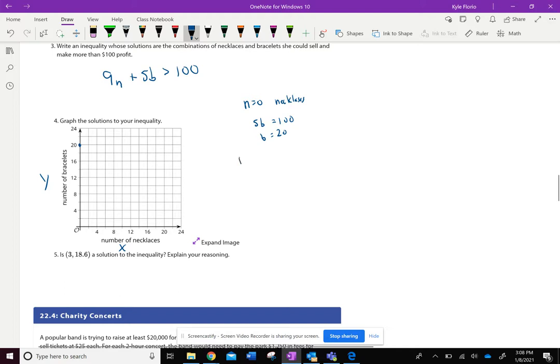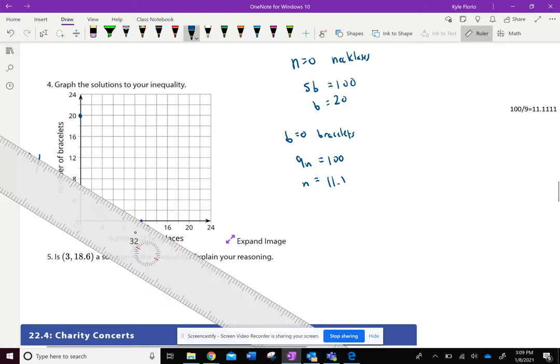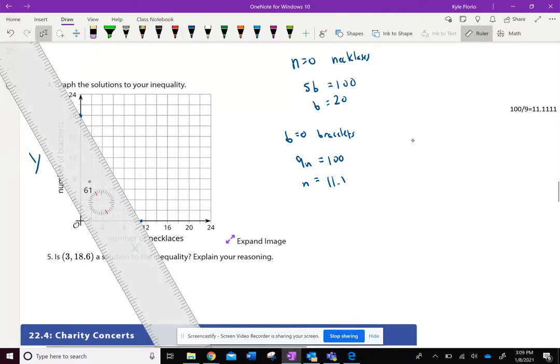And if I sell 0 bracelets, then how many necklaces would I need to sell? Do 100 divided by 9, so $100 divided by $9 each. Necklaces, I'd have to sell 11 or 12. Let's say 11.1 is just over 12. So it's going to be right around here. So these 2 points are on my graph. Let's get the ruler out. I could just connect these 2 points to make the line, and there's my graph.